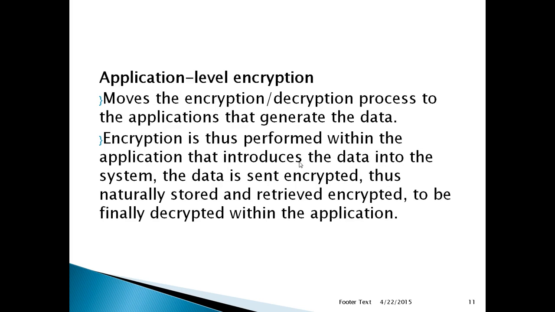The third one is application level encryption. Application level encryption moves the encryption and decryption process to the applications that generate the data. Encryption is thus performed within the application that introduces the data into the system. The data is sent encrypted, thus naturally stored and retrieved encrypted, to be finally decrypted by the application. This approach has the benefit of separating encryption keys from the encrypted data stored in the database, since the keys never have to leave the application side.